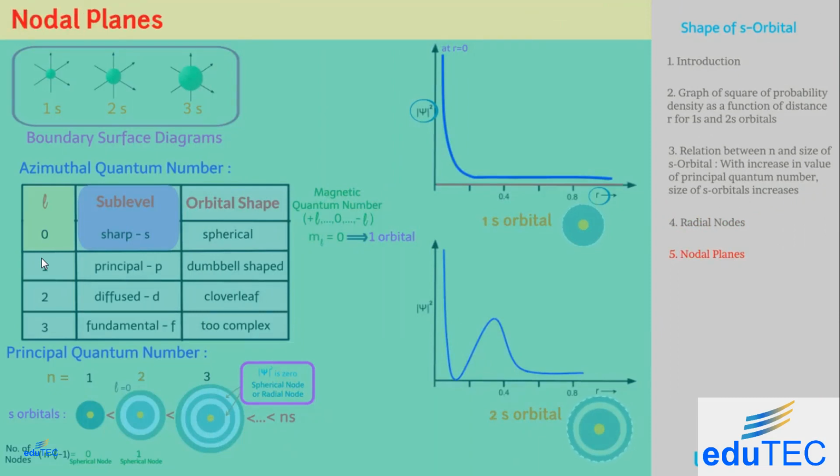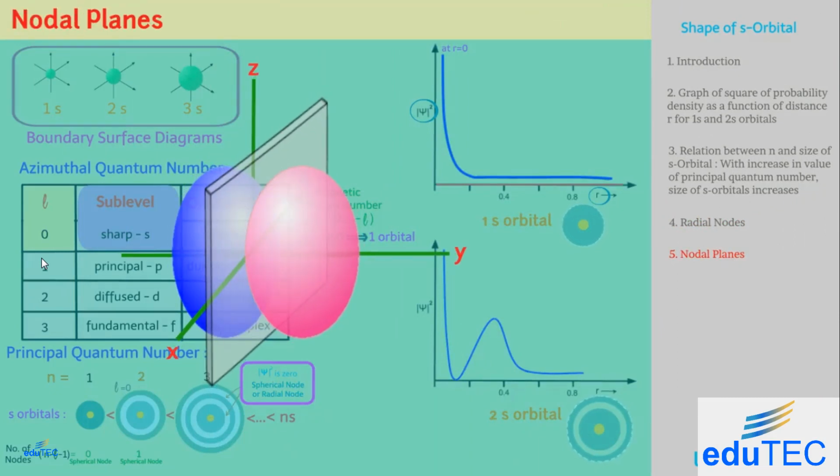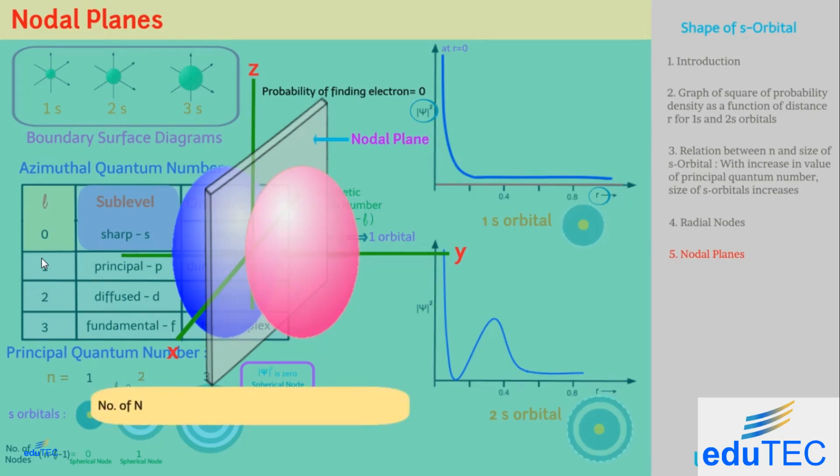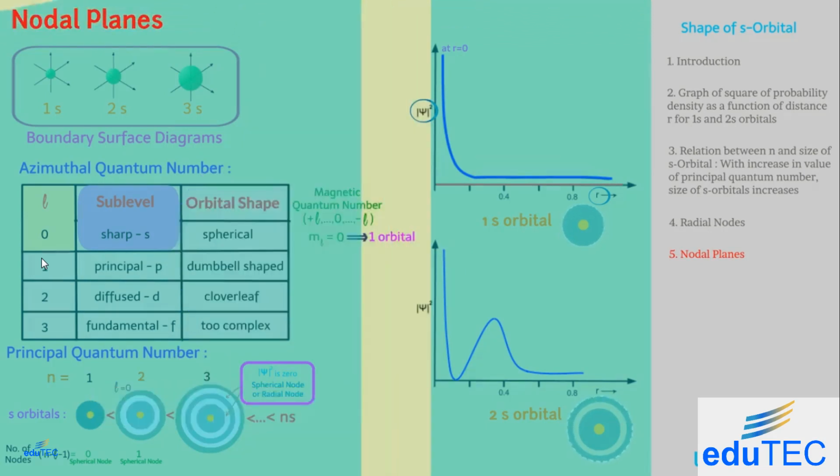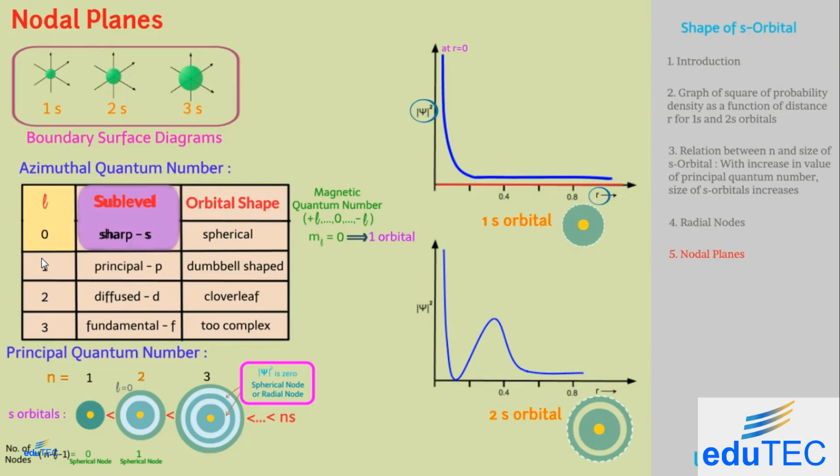Nodal planes. A plane passing through the nucleus on which the probability of finding an electron is 0 is called a nodal plane. The number of nodal planes in any orbital is equal to the azimuthal quantum number l. Therefore, for s orbital, l equals 0, so it does not have a nodal plane.